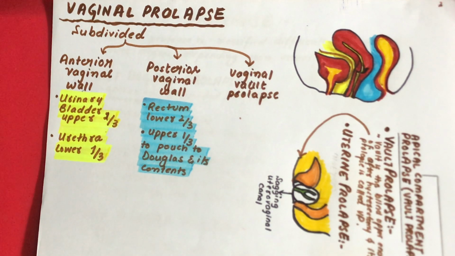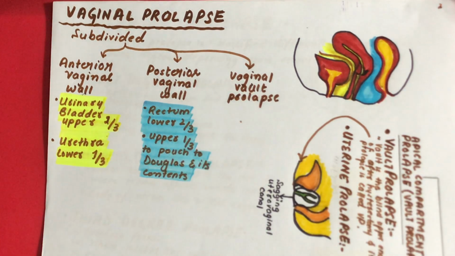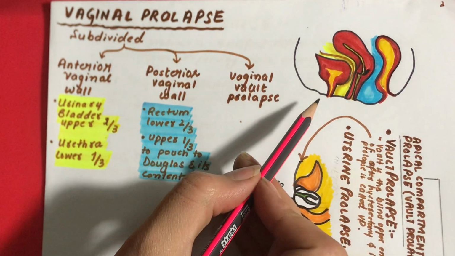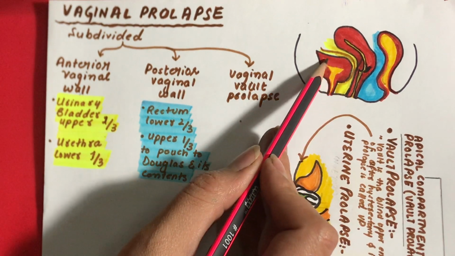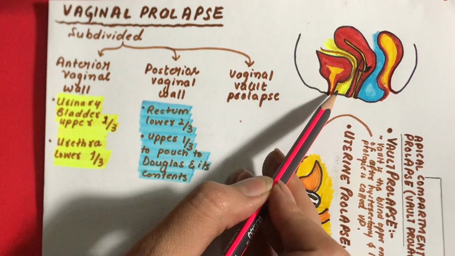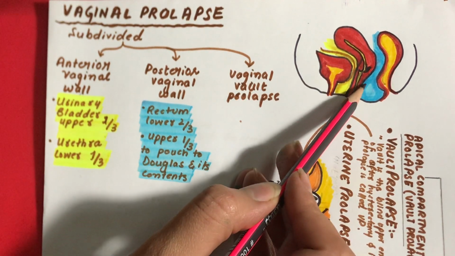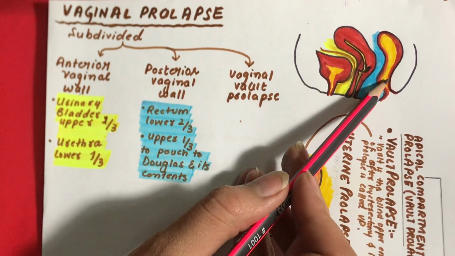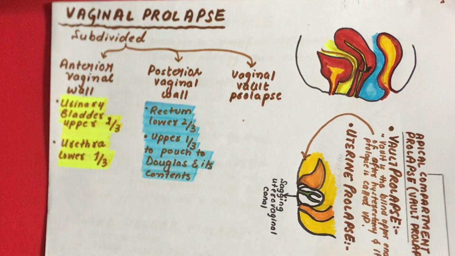So the anterior vaginal wall is related to the urinary bladder, its upper two-third, and the urethra's lower one-third. And the posterior vaginal wall is related to the rectum's lower two-third and the upper one-third to the pouch of Douglas, and then the vaginal vault.